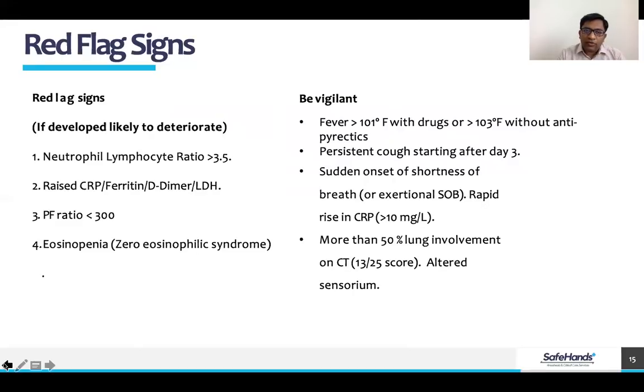One should be vigilant when fever is more than 101 Fahrenheit with drugs, or more than 103 Fahrenheit without antibiotics, persistent cough starting after 3 days, sudden onset of shortness of breath, or a rapid rise in CRP. More than 50% lung involvement on CT, that is a score of 13 out of 25, and altered sensorium.